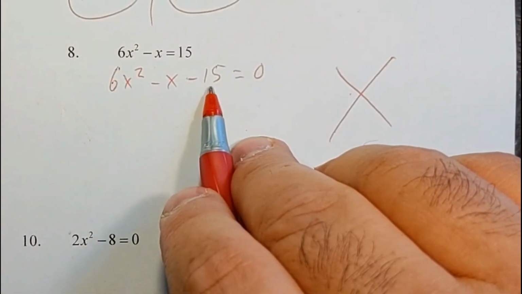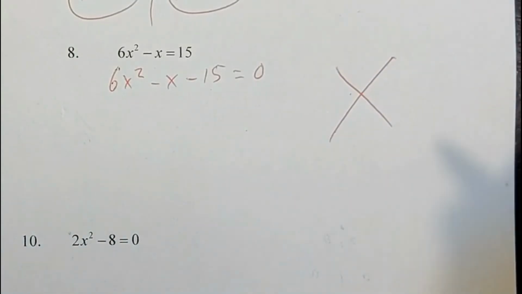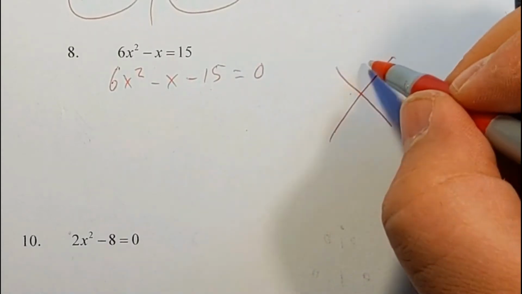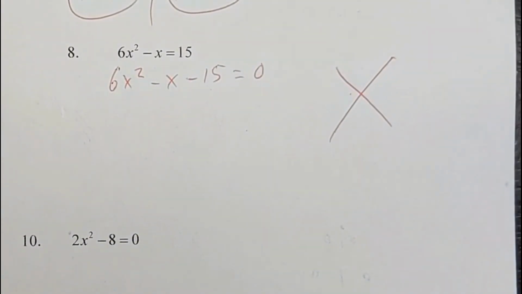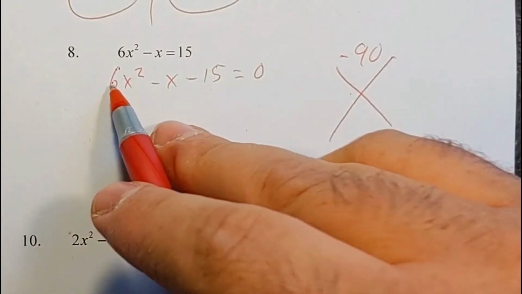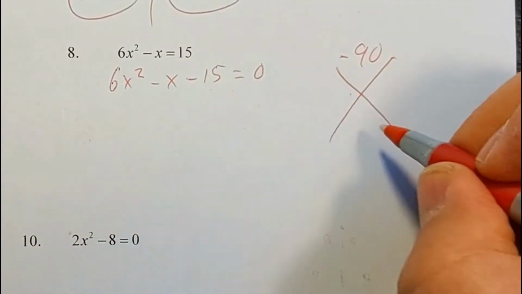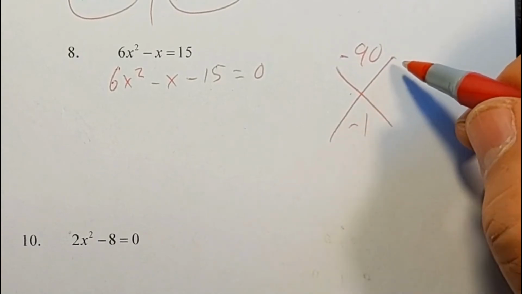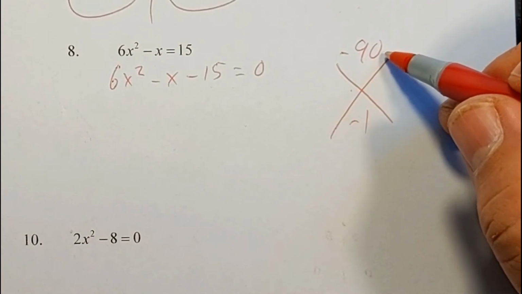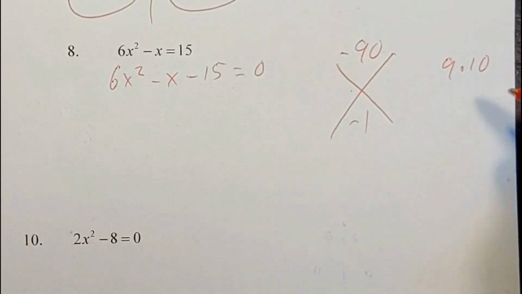6, 1, and 15 don't have anything in common, so I cannot factor out a greatest common factor. That means that I'm going to multiply 6 times 15 to get my top number. And I'm going to get a negative 90 because it's a positive 6 and a negative 15. Down here I have a negative 1. And if I'm thinking through this, I know that the first thing that pops into my mind is 9 times 10 makes 90. And if I subtract 9 and 10, I do get a 1. So that means these are going to be my factors without having to go through the whole list.